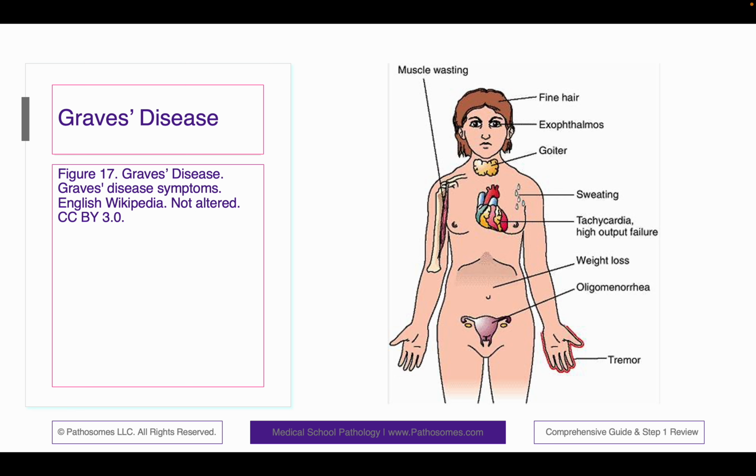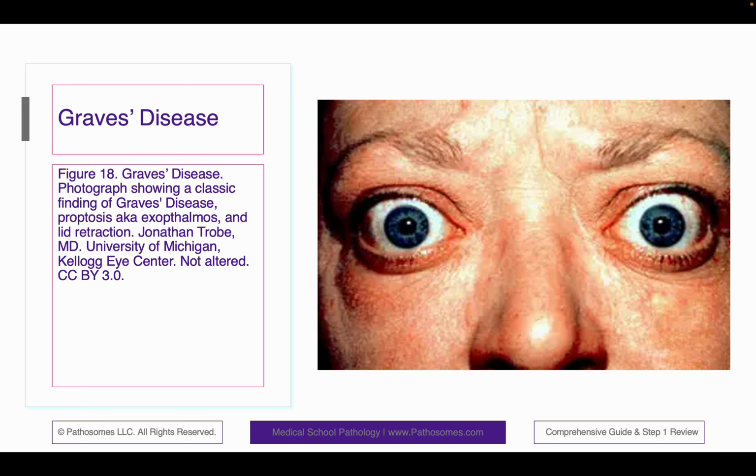Here we have a cartoon showcasing many features clinically for Graves' disease. You may have a patient with fine hair, exophthalmos, like what you've classically seen, enlarged thyroid because of the goiter. They may be sweating, have a high, fast, rapid heartbeat, lose weight even though they're eating more, have muscle wasting, even tremors, and in females, oligomenorrhea. You recognize this. We don't even need to talk about exophthalmos because this image is what keeps you up at night.